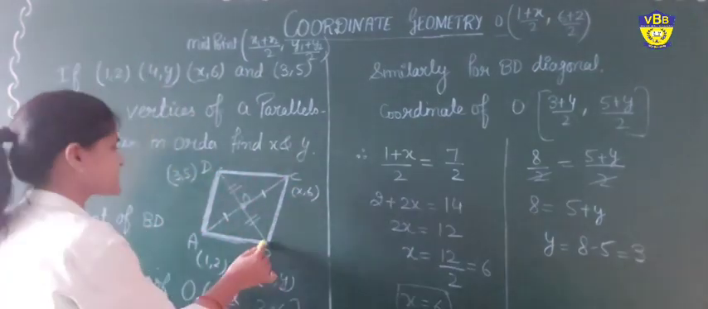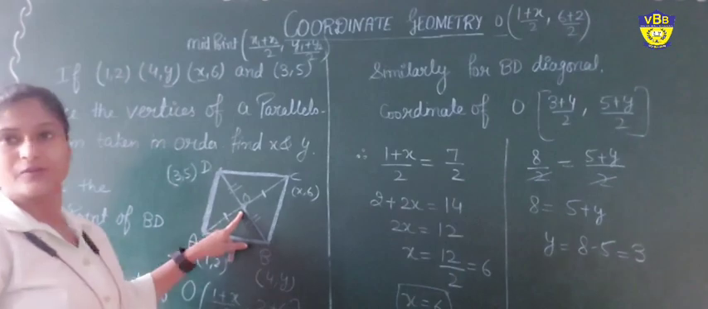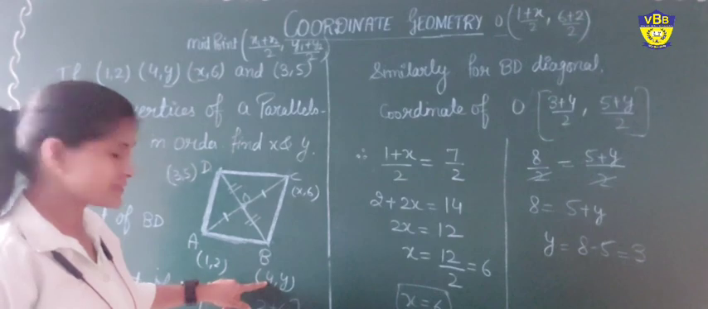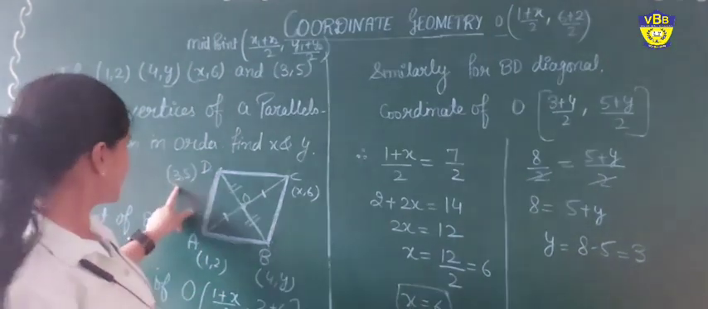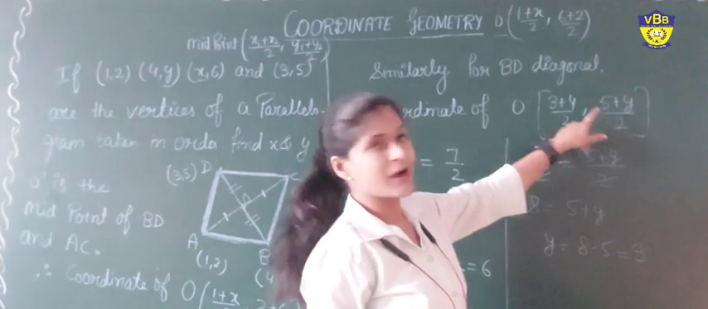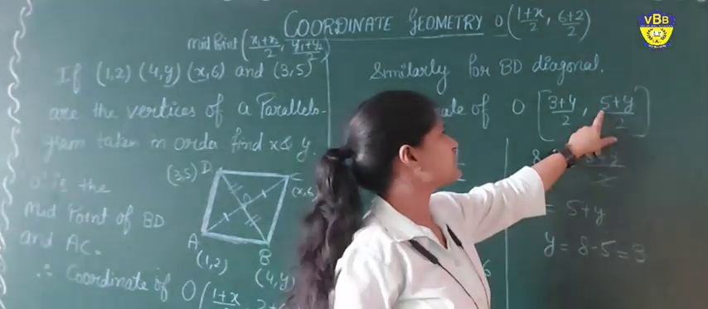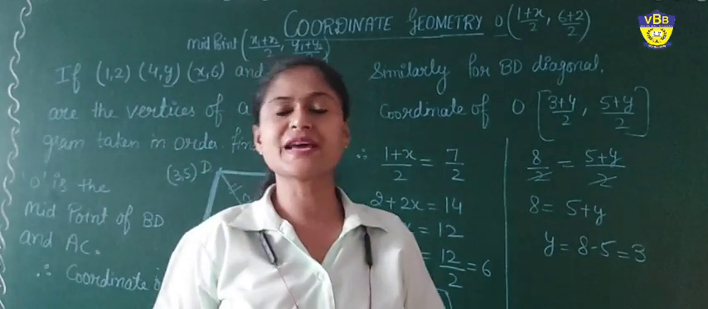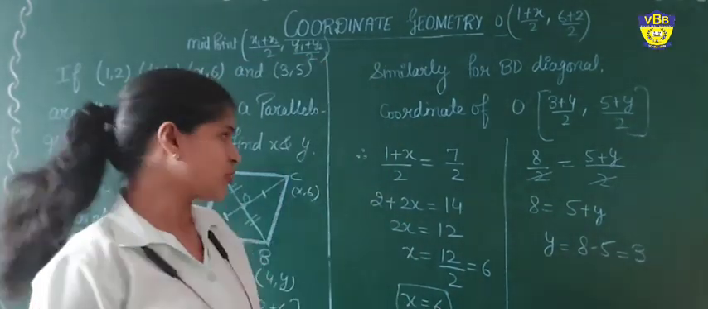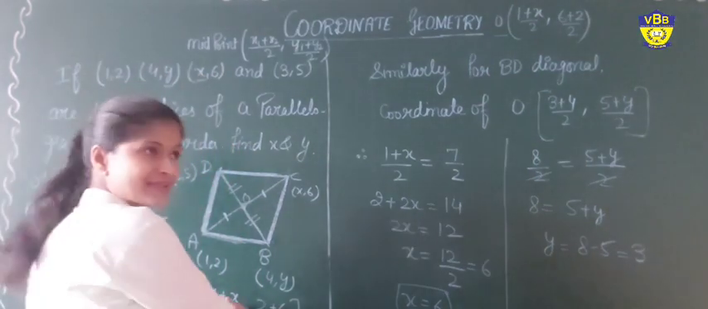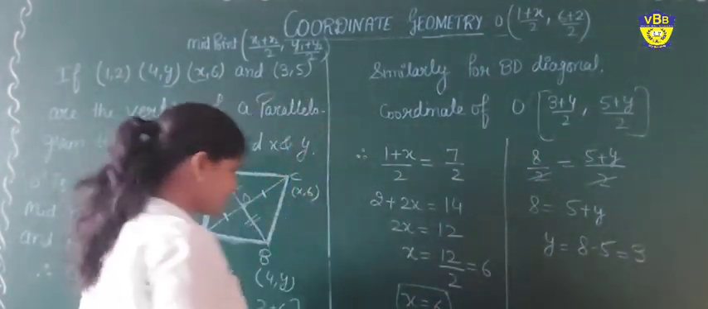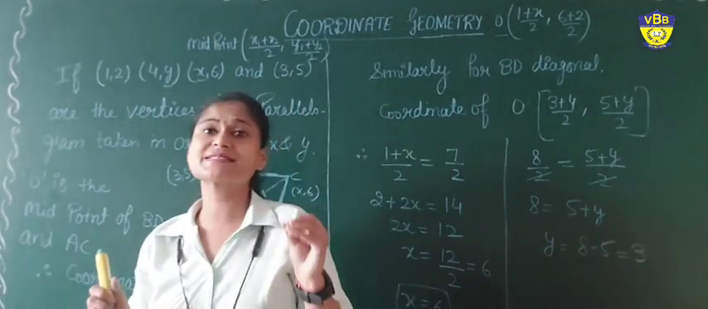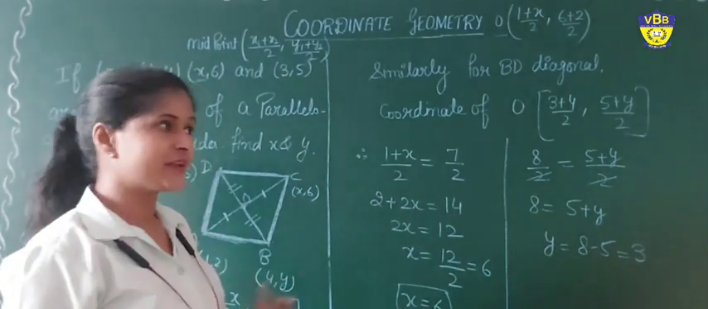Similarly, when we consider diagonal BD, what will be the midpoint formula? It is the same. The x coordinate will be 3 plus 4 divided by 2, and the y coordinate, 5 plus y divided by 2. Now tell me, can the same point have two coordinates? No. So the x coordinate should be equal to the x coordinate, and the y coordinate equal to the y coordinate, since it is the same point.